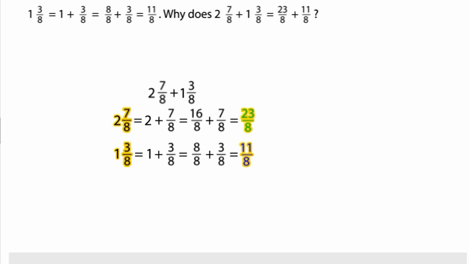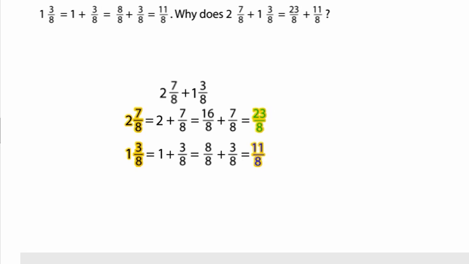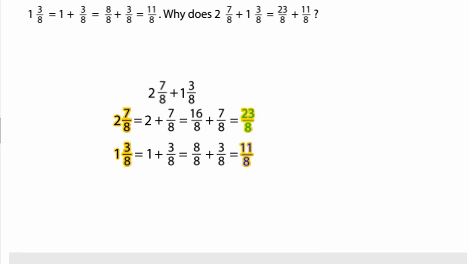Okay. Can anyone answer this? Why are these two equal? Anyone can help me now? Okay, I will answer. It's the same. Why? This is the question, why?